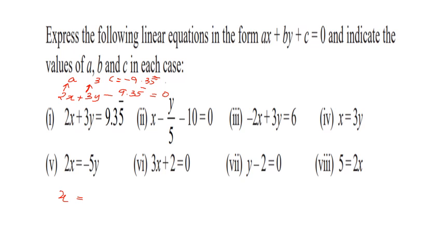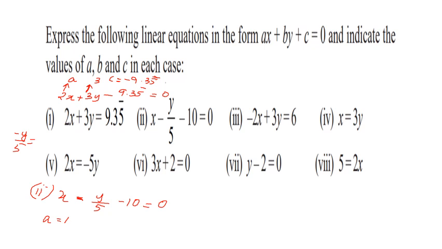Yes. Now the second question. The second question is x minus y by 5 minus 10 is equal to 0. That is, we have a 5 here. How are we going to do it? You can write it directly as well. Here a equal to 1 for x. y by 5 means minus y by 5.